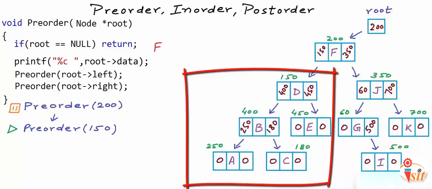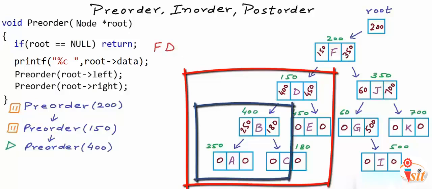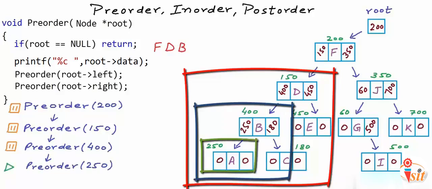Address of the left child of node at 200 is 150. Once again, for this call, root is not null, so we will go ahead and print the data. Data in node at 150 is D, and now once again there will be a recursive call. With this call preorder 400, we are saying that we are going to visit this subtree. Once again we will print the data and make another recursive call. Now we have made a call to visit this particular subtree with just one node.